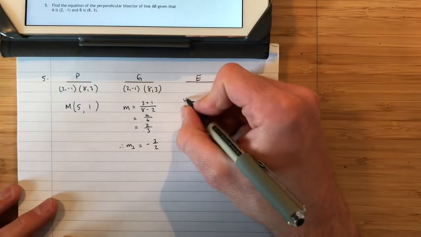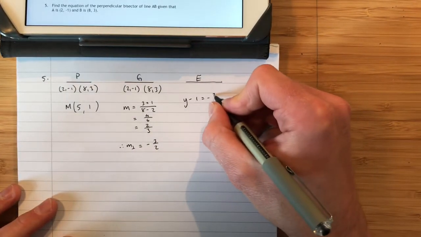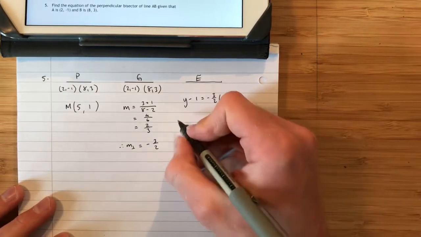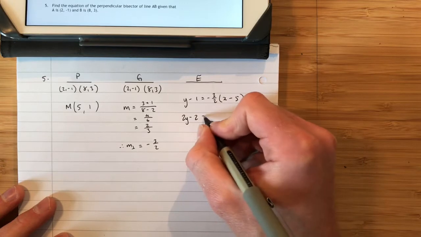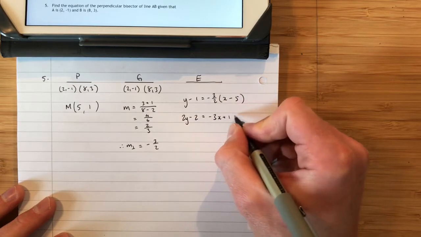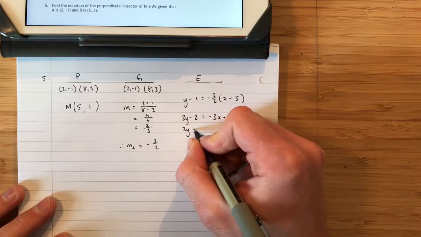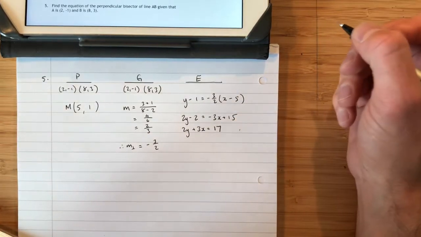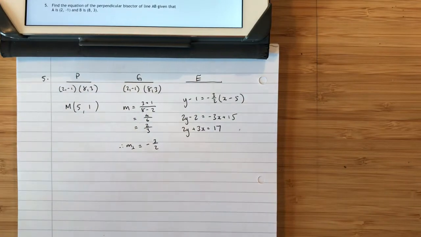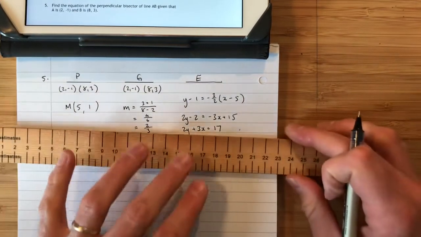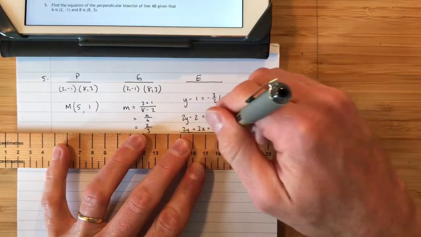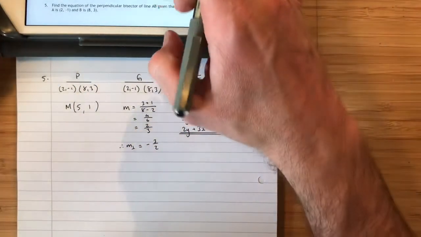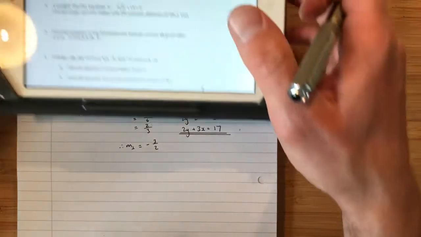And then I do y minus b. So y minus 1 equals minus 3/2 brackets x take away 5. Multiply the 2 up. So 2y minus 2 is minus 3x add 15. 2y add 3x equals 17. Okay. I had a wee wobble there and I thought I'd done something wrong, but I don't think I actually have. Okay, question number 6.